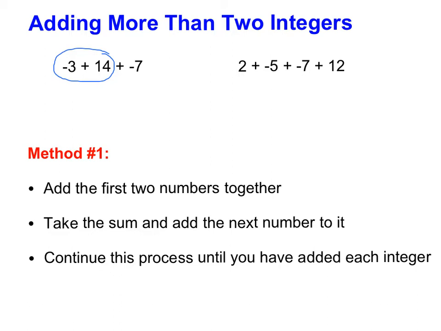Because they have different signs, I have a negative and a positive, I do my subtraction, and I get 11. And in this case, it's a positive 11 because 14 positive is the larger. Now I rewrite my problem. I'm going to add to that a negative 7. Since they have different signs, I'm going to subtract, and I get 4. And I check out my signs that I had a positive 11 and negative 7. So I definitely have more positives. So my final answer is 4.